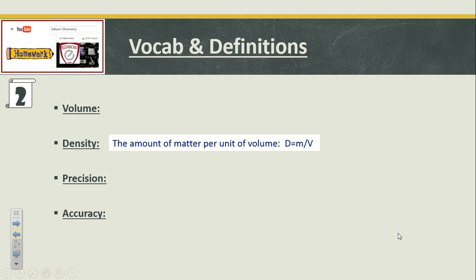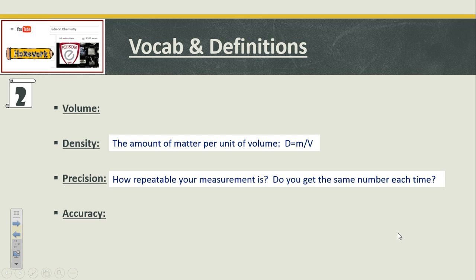Simple, straightforward. Precision: how repeatable is a measurement? So how precise are you? Are you good with your measuring device? Do you get the same number each time? If I measure the same block of wood, the length of it, 10 times, you should get the same number 10 times if you're being precise.